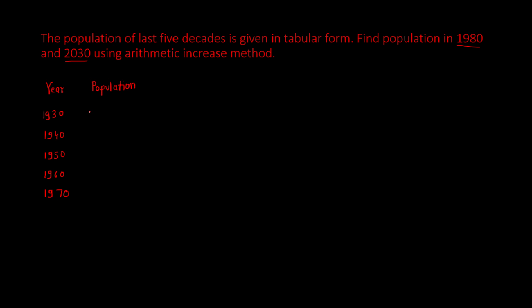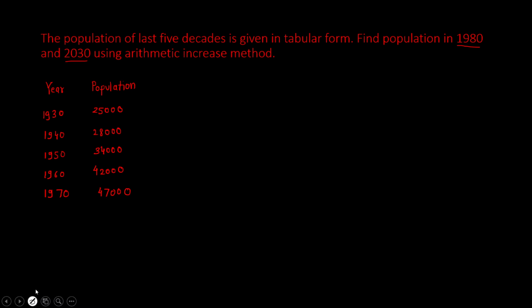Now what is the population? So in 1930 it was 25,000, then it increased to 28,000, then in 1950 34,000, 1960 42,000 and 1970 47,000. Now this is the question.